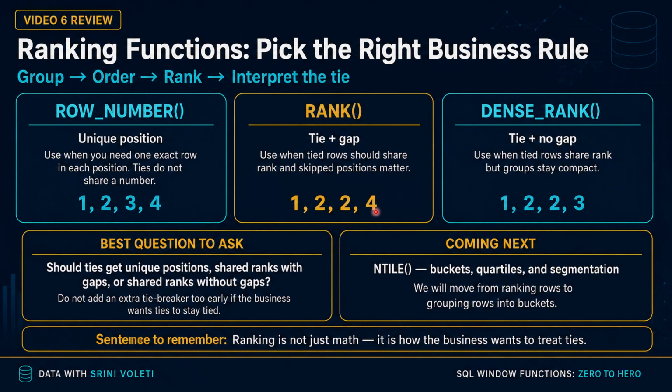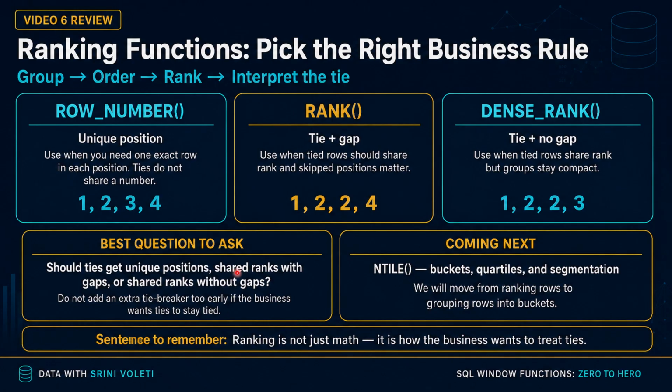Dense rank also respects ties, but it does not leave gaps. If two rows tie for second place, both get rank 2 and the next row becomes rank 3. That is useful when the business wants clean rank groups: first tier, second tier, third tier. So do not memorize this as syntax only. Ask the business question. Do you need unique row position? Then use row number. Do tied rows share rank and should gaps remain? Use rank. Do tied rows share rank and should there be no gaps? Then use dense rank.